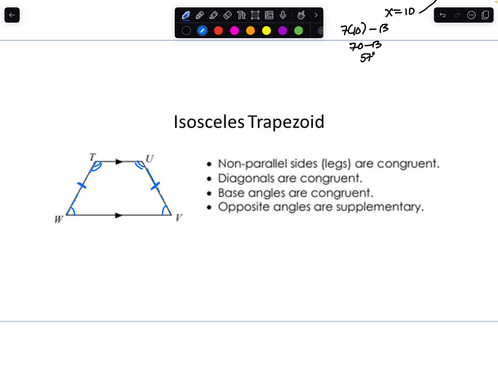The other thing that we want to add here is that the diagonals between the vertices, if I insert a diagonal here, the distance from W to U will be the same as the distance from T to V. Since the legs are congruent and the angles are congruent, the diagonals across will also be the same distance. So let's put an isosceles trapezoid to use.